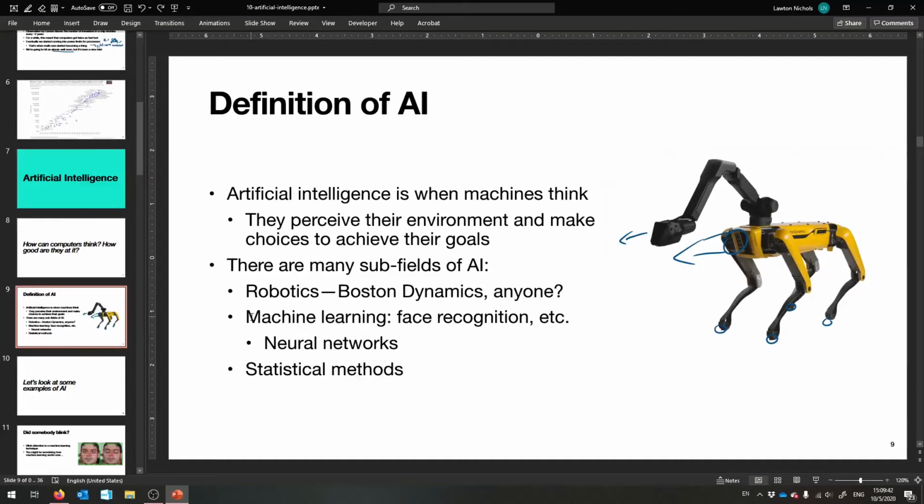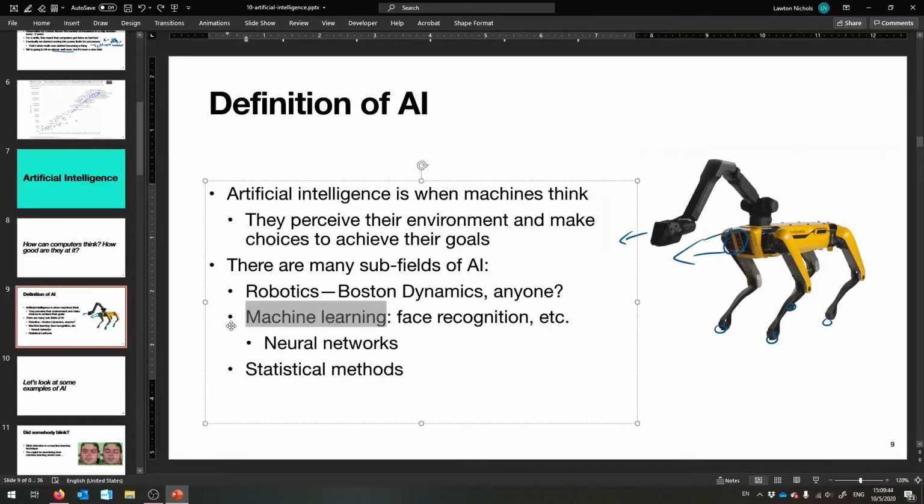Then you have things like machine learning, big data, things that you might have heard before, that do things like face recognition, and so on and so forth. And I'll talk about examples of that. Then you have things called neural networks, which is a type of machine learning. It's a way of training a machine learning model, and I'll give you some ideas about that and a little intuition.